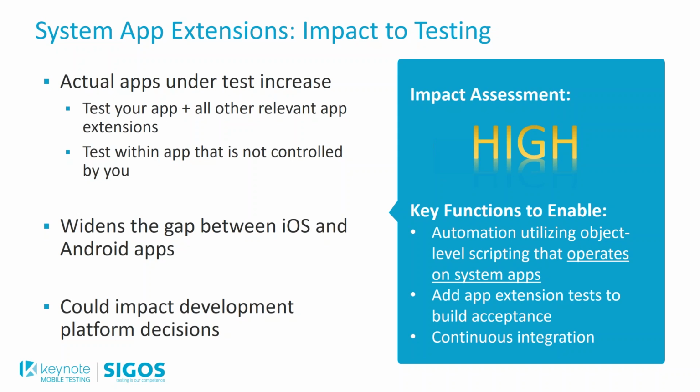The other thing that's really important is to make sure that you can operate on system apps. So you want to be able to do object level scripting, be able to see objects of the system apps, control system apps, launch system apps, and test within them. This is something that Keynote Mobile Testing supports, and we'll show you this in action later today in the demo.